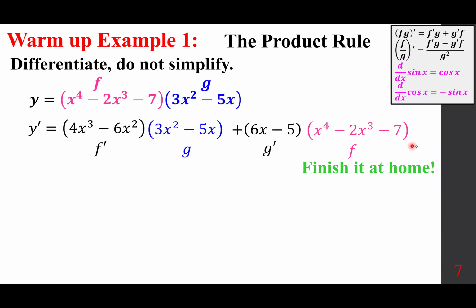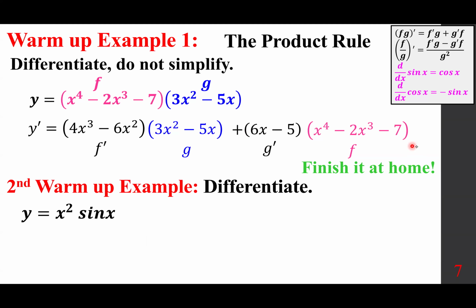Having said that, let's look at another warm-up example. Y equals x squared sine x. We should recognize this as a product of x squared and sine x. Therefore, I put a raised dot in between to emphasize that. Therefore, I'm going to call one of them f, one of them g. So I'm going to use the product rule, f prime g plus g prime f. So we are using that.